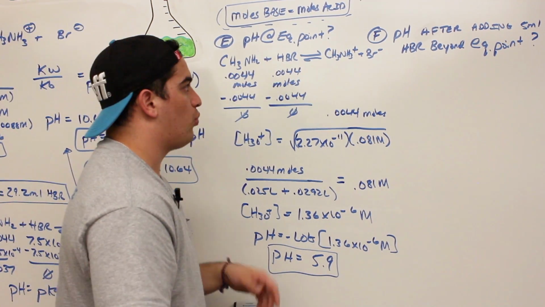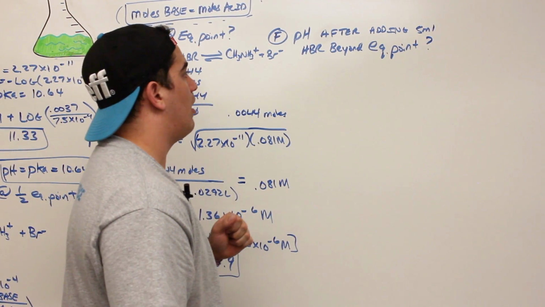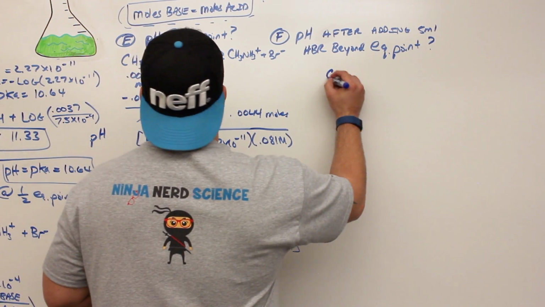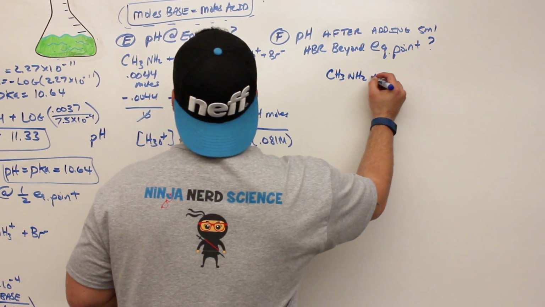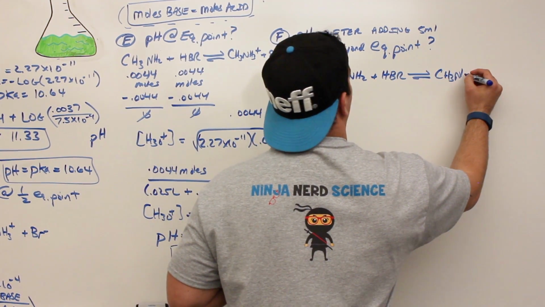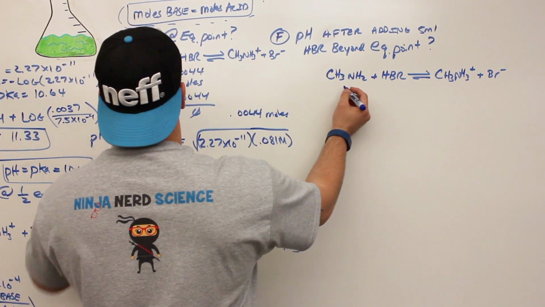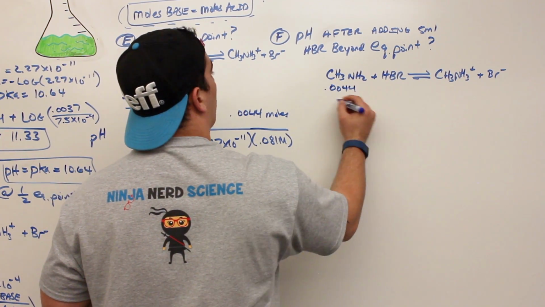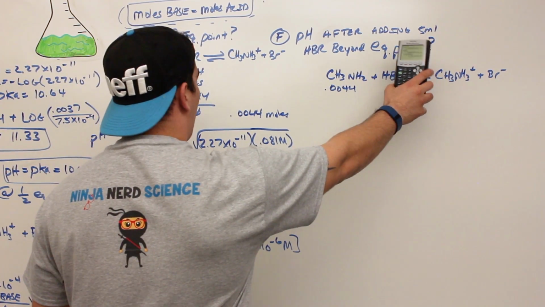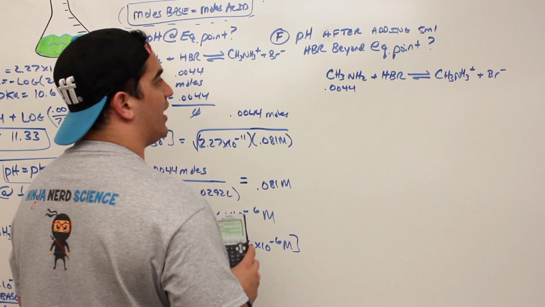Let's do the next and last one. What is the pH of the solution after adding 5 milliliters of HBr beyond the equivalence point? Okay, let's write this equation out again. CH3NH2 plus HBr yields CH3NH3 plus Br negative. And again, what was the moles that we started with here? We started with 0.0044. And HBr, we got to figure out, okay, what volume are we adding? Well, what volume did it take to get us to the equivalence point? It took 29.2 milliliters to get us to the equivalence point.